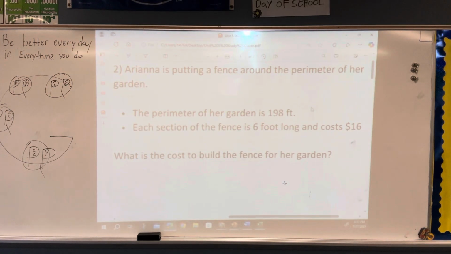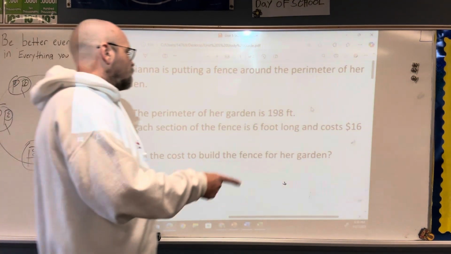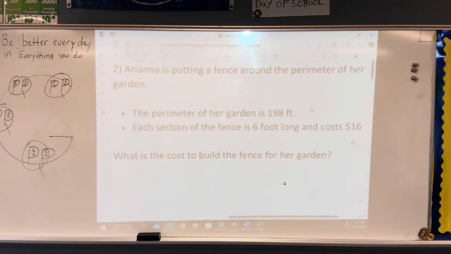Unit 5, Study Guide, Problem 2. Ariana is putting a fence around the perimeter of her garden. The perimeter of her garden is 198 feet. Each section of the fence is 6 foot long and costs $16. What is the cost to build the fence around her garden?